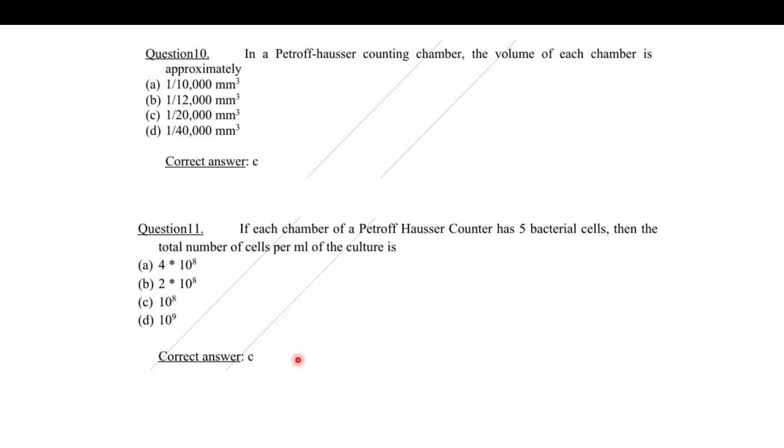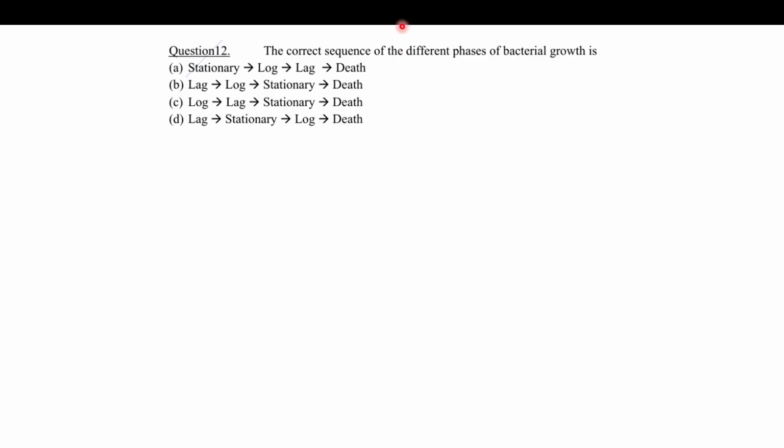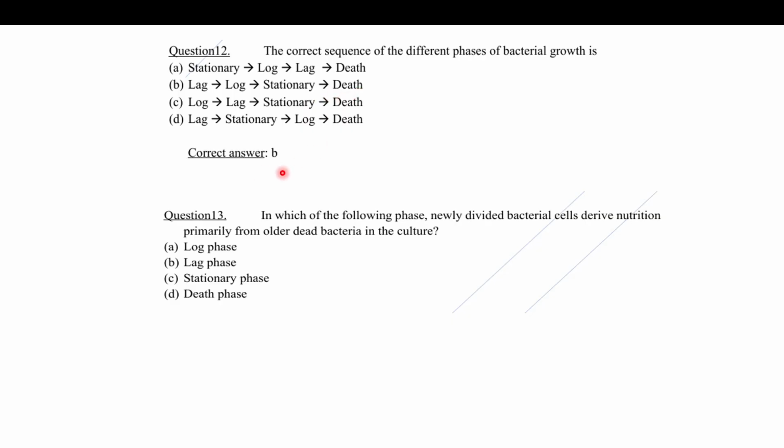Now, this is a straightforward question asking for the correct sequence of the different phases of bacterial growth. What we saw is, first it goes through a lag phase, then it reaches an exponential or log phase, then a stationary plateau phase, and then cell growth declines, which is the death phase. So the option is B: lag, log, stationary, and then death phase.